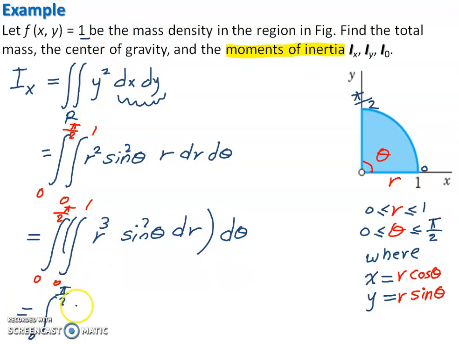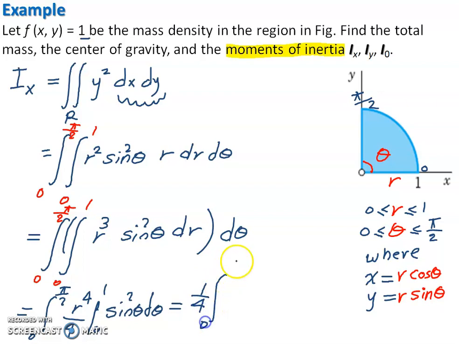Integration of r cubed is r to the fourth divided by 4 from 0 to 1, times sine squared theta d theta, and this will give us 1 over 4 integral from 0 to pi over 2 of sine squared theta d theta, and the final answer is pi over 16.